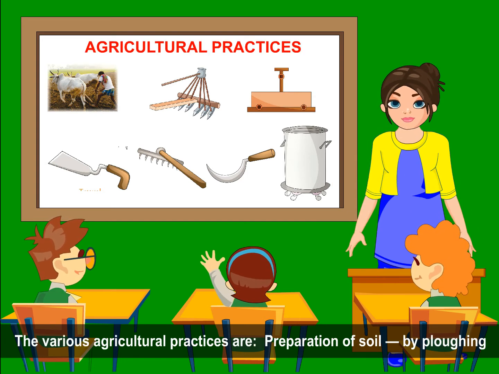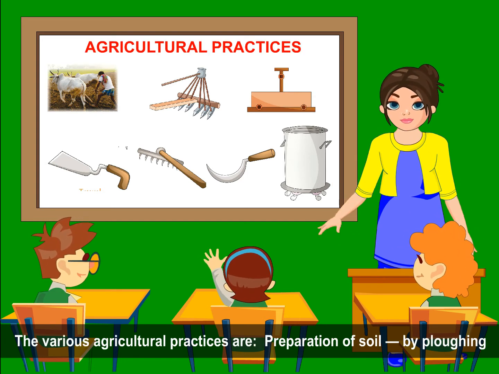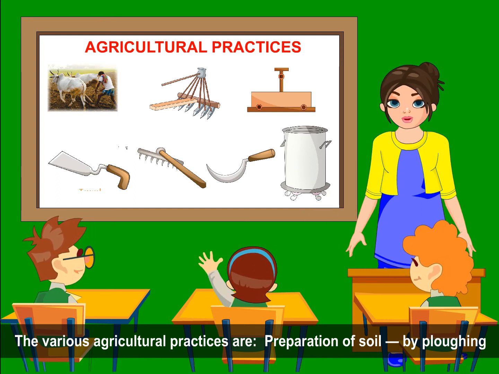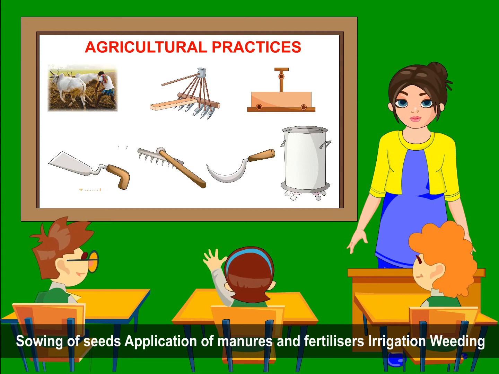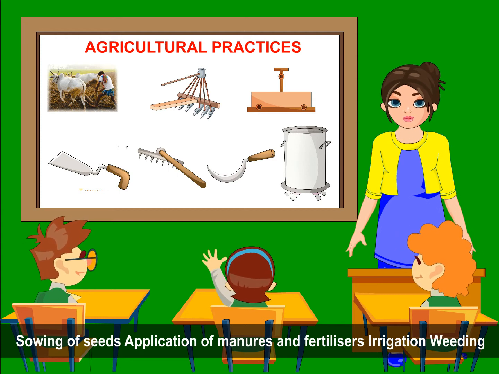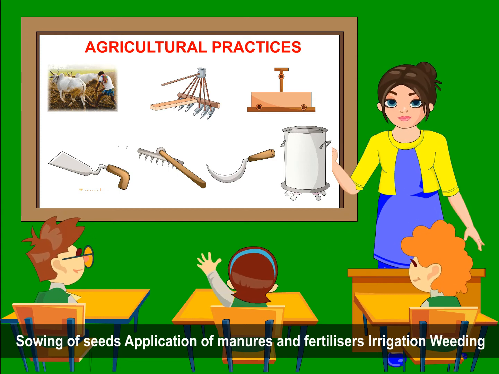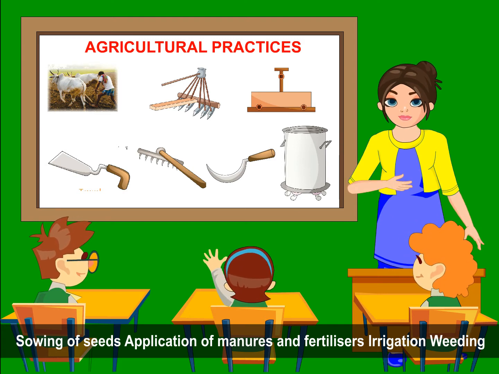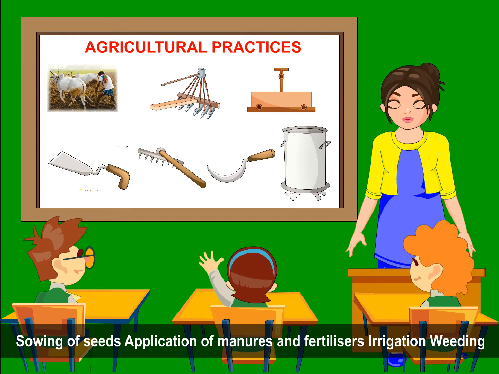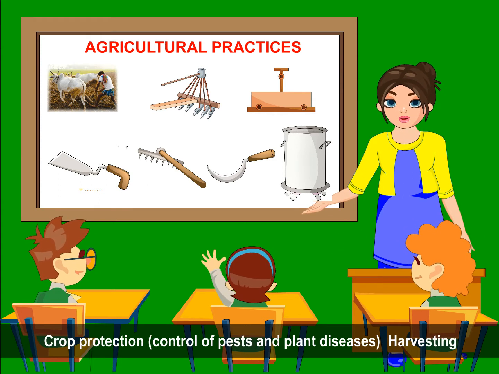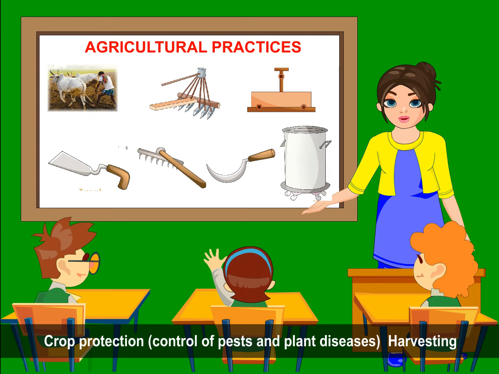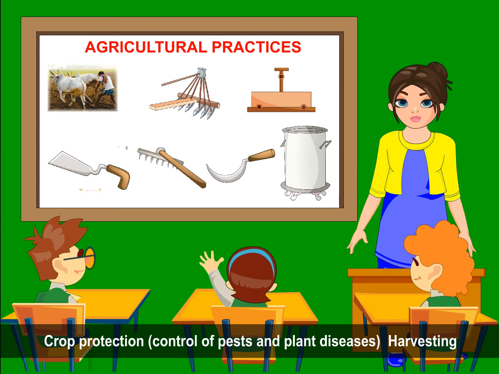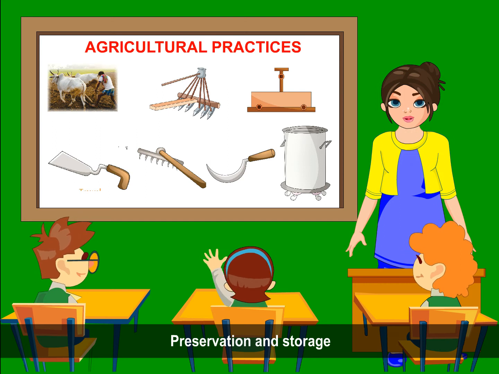Agricultural practices. The various agricultural practices are preparation of soil by plowing, sowing of seeds, application of manures and fertilizers, irrigation, weeding, crop protection or control of pests and plant diseases, harvesting, preservation and storage.